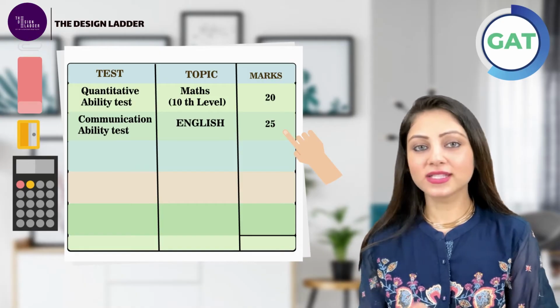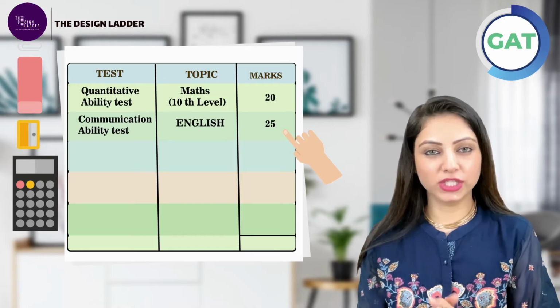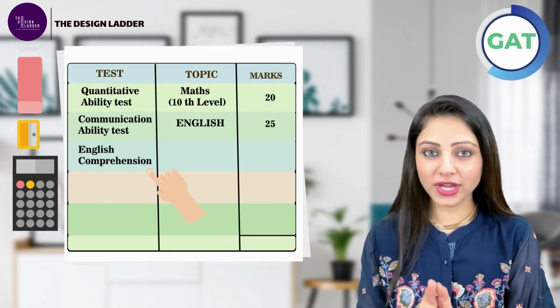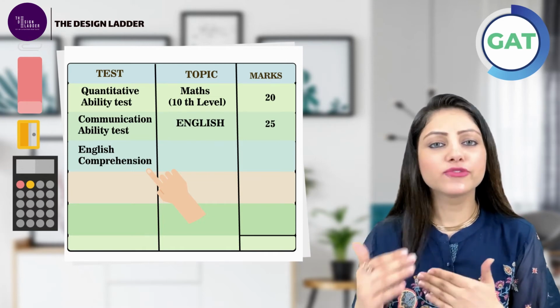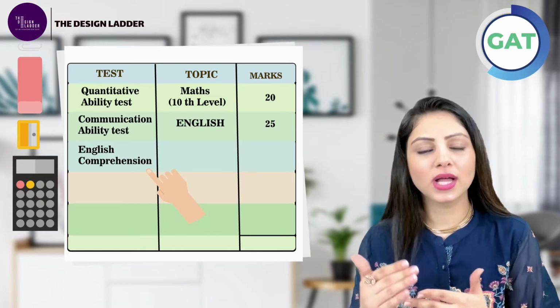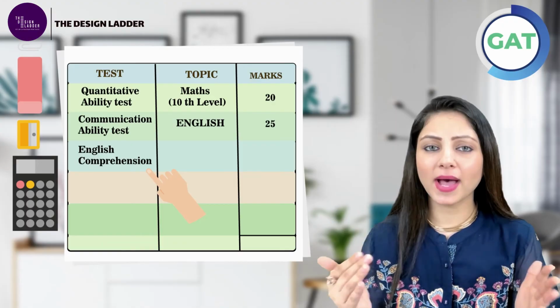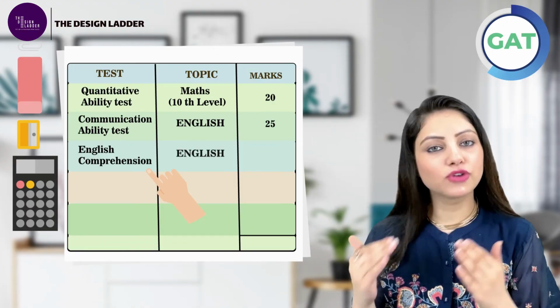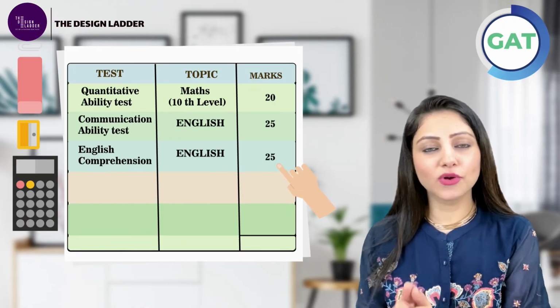1 mark for each, that's 25 marks for English based questions. The third is the English comprehension. You'll get passages and you have to answer. They are very easy questions. You have to answer based on the things written in the passage. You have to interpret and mark the right answer. That also is for 25 marks.